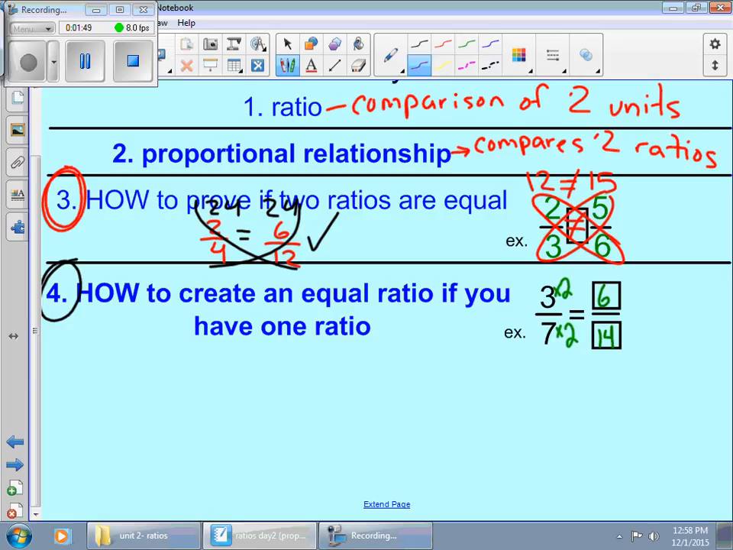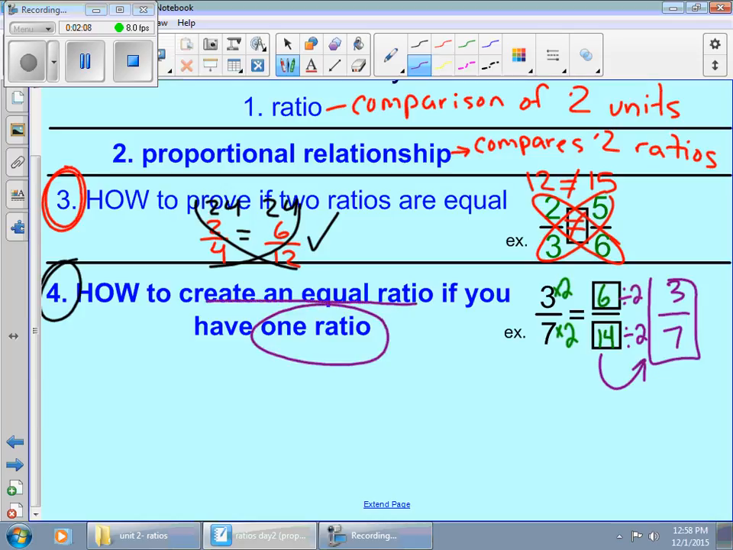Another way to create an equal ratio, if you already have a ratio, is to divide top and bottom by the same number. So if I divide by 2, 6 divided by 2 would be 3, 14 divided by 2 would be 7. So if I started with 6/14, I could have turned it into 3/7. Either way, to create an equal ratio when you already have one ratio is multiply or divide top and bottom by the same number. You're either multiplying numerator and denominator by the same thing or dividing numerator and denominator by the same thing.